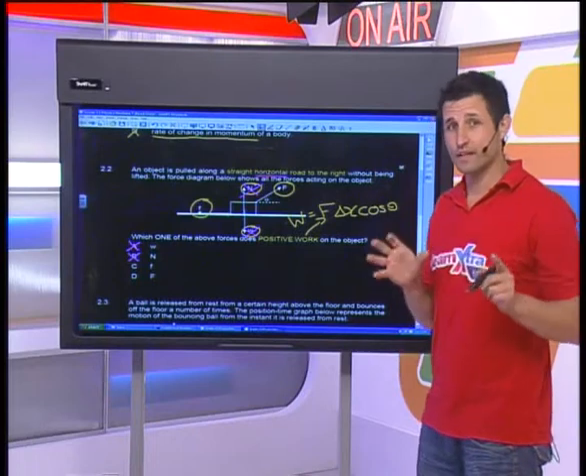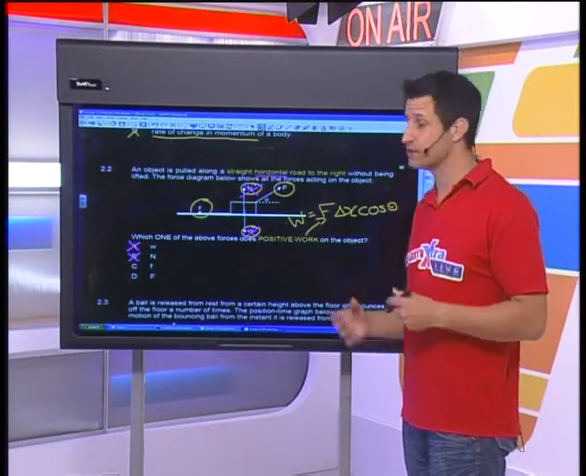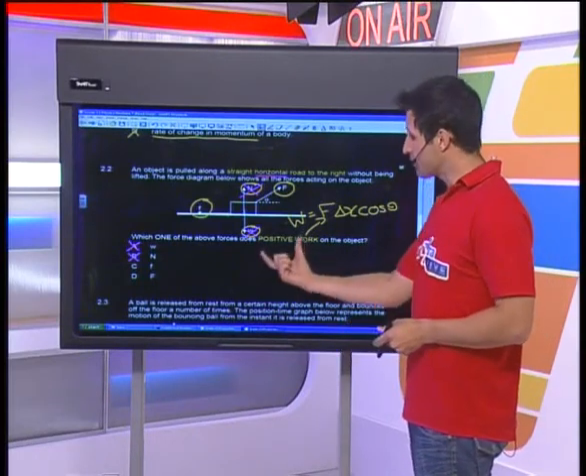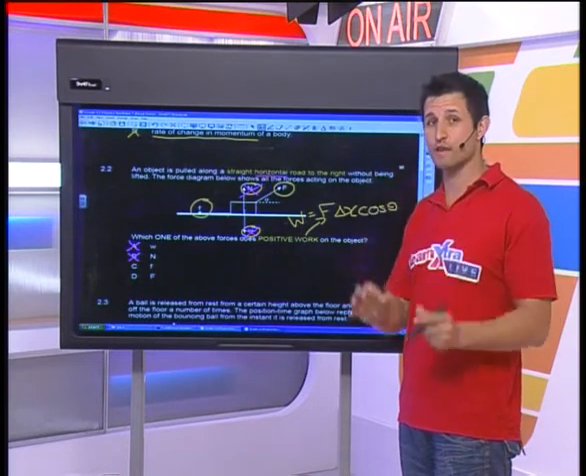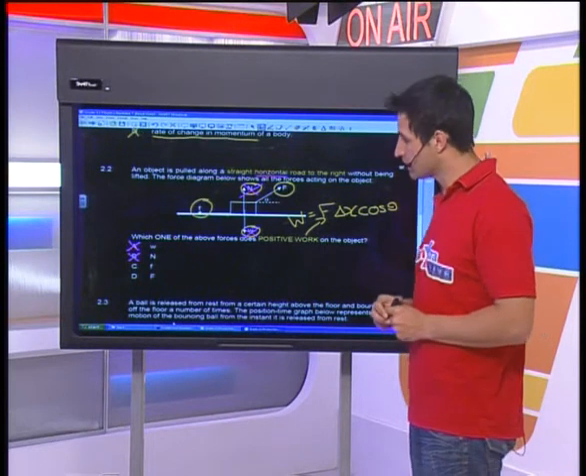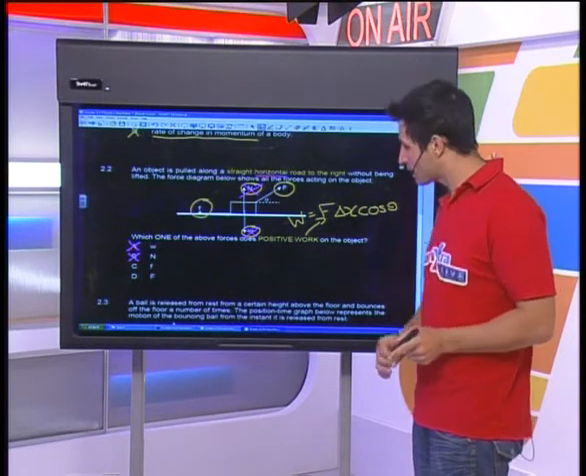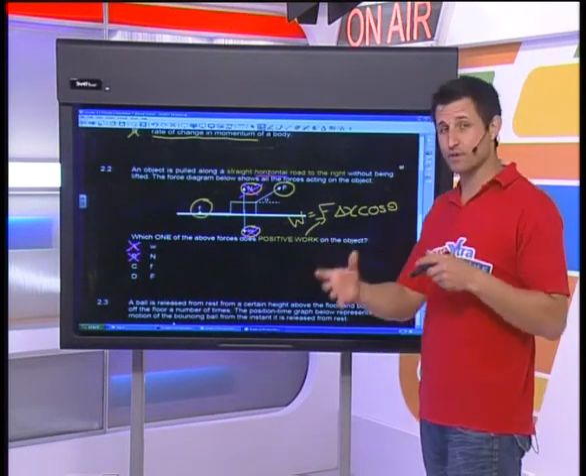Here's your definition for positive work, and you might want to write this down. Positive work is when the force and the displacement are in the same direction. Let me just repeat that: force and displacement are in the same direction.